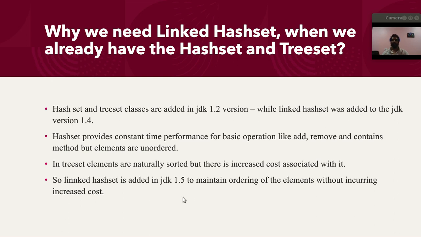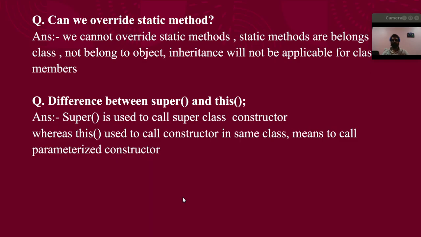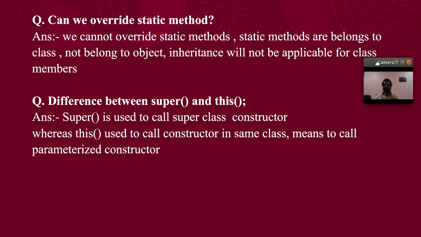Okay, so the next question was: can we override a static method? No, we cannot override a static method, because static methods belong to the class and not to the object. So inheritance will not be applicable for class members. That's why we cannot override a static method, right?